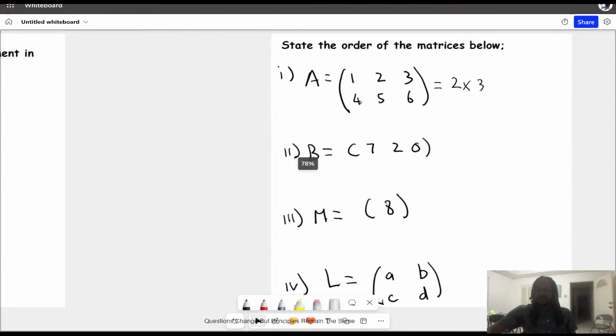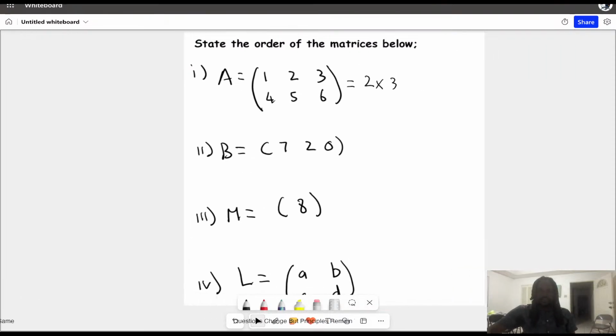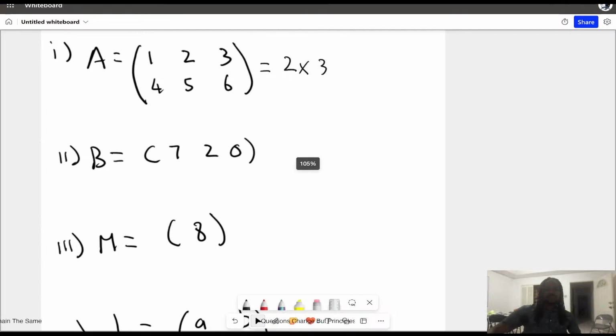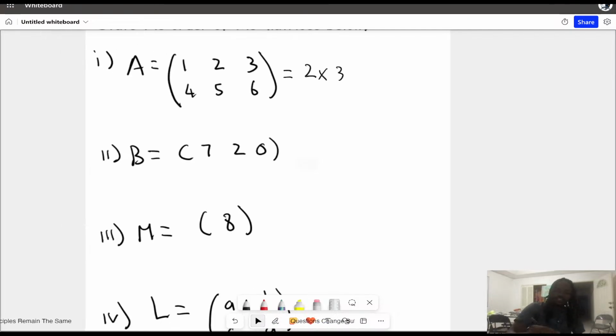Next, what about B? What would be the order for that one? 1 by 3. 1 by 3, and again, it's the amount of rows. So remember now, people, and this is very important, the order is very important. So the amount of rows, how many rows are there? Rows are horizontal, 1 row, by how many columns are there? 1, 2, 3, 3 columns.